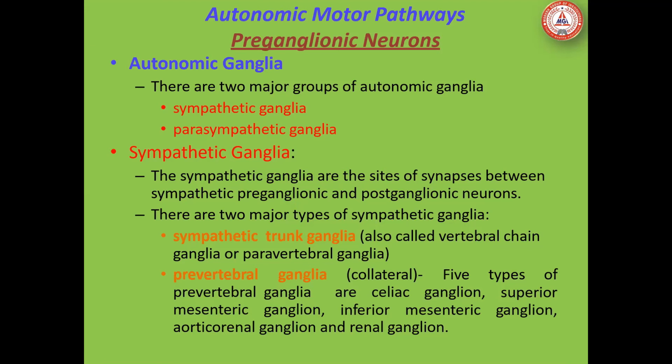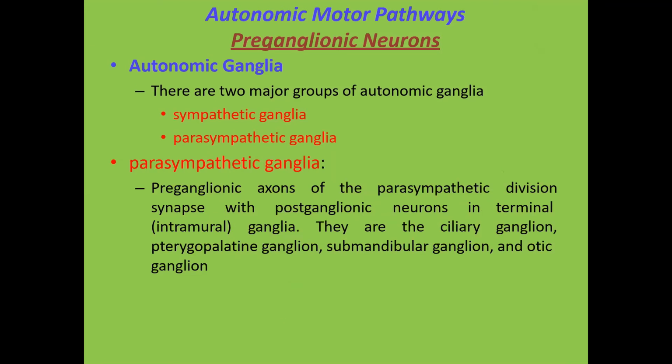Types of prevertebral ganglia include the celiac ganglion, superior mesenteric ganglion, inferior mesenteric ganglion, and renal ganglion. The other major type of autonomic ganglia is the parasympathetic ganglia. The preganglionic axon of the parasympathetic division synapses with postganglionic neurons in terminal ganglia. They are the ciliary ganglion, pterygopalatine ganglion, submandibular ganglion, and otic ganglion.